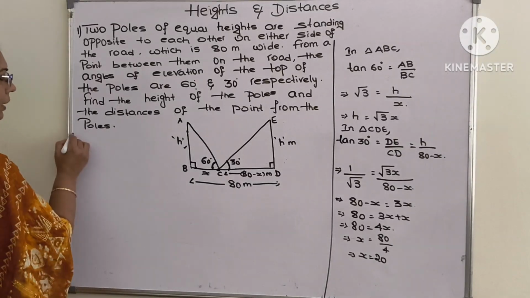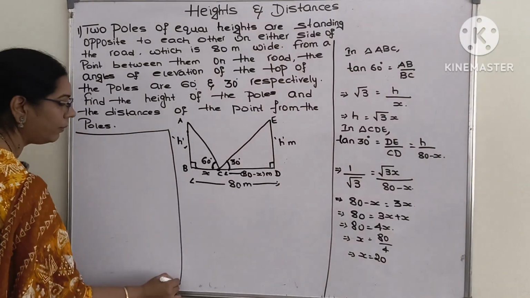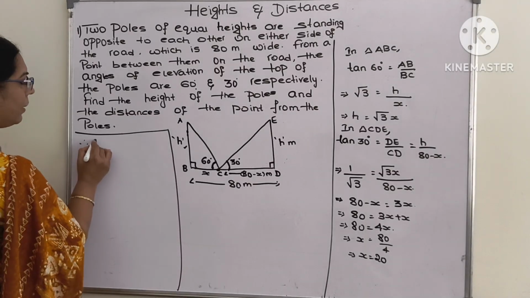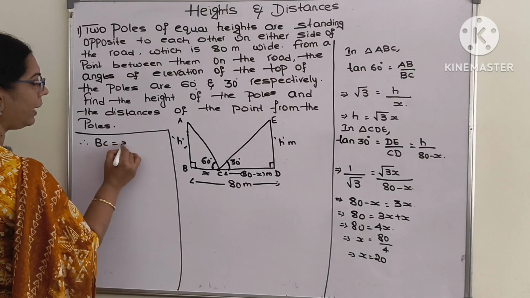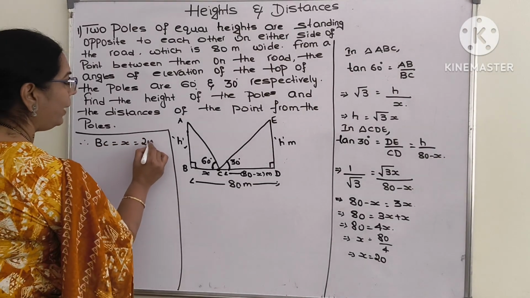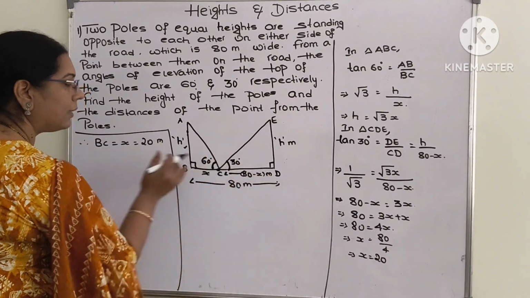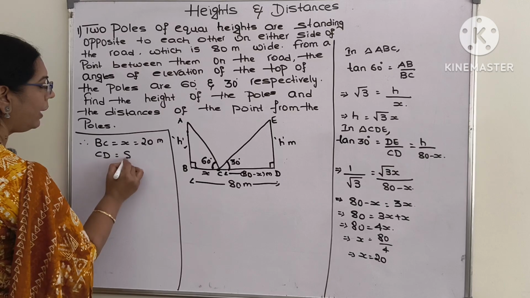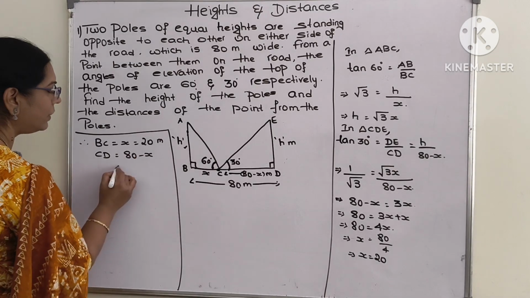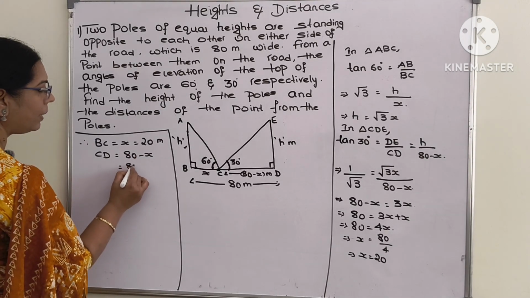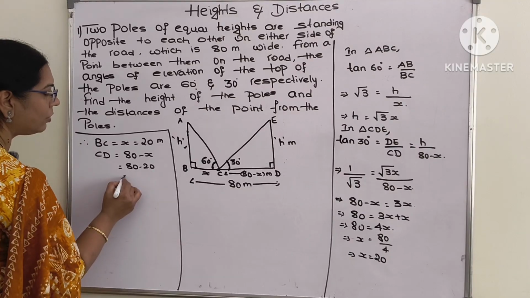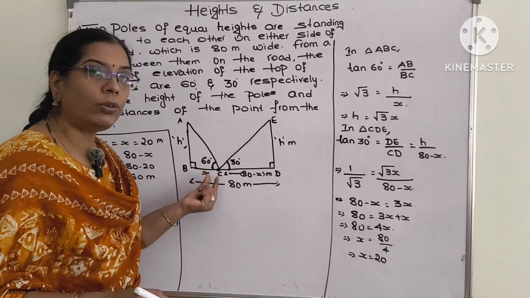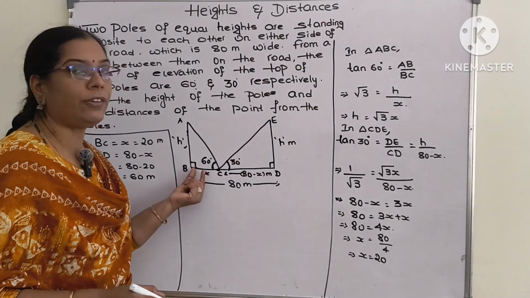Therefore, we will continue here children, not a problem. BC is equal to x, which is equal to 20 meters. What is the other distance? CD is equal to 80 minus x, which is equal to 80 minus 20, which is equal to 60 meters. And so we found out the distance of the point from the poles.